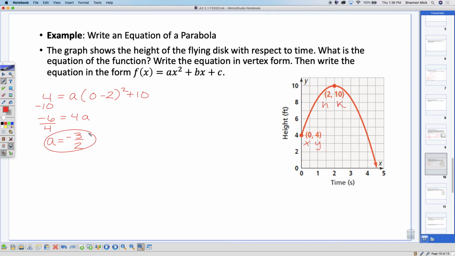What do I do with it? y equals, not y equals this time, f of x, because they said f of x, right? So f of x equals negative 3/2 times x minus 2 squared plus 10. Okay, so I have my what form? Vertex. And I need my standard. So what do I have to do to get standard? I have to FOIL, then distribute, right? Yep.